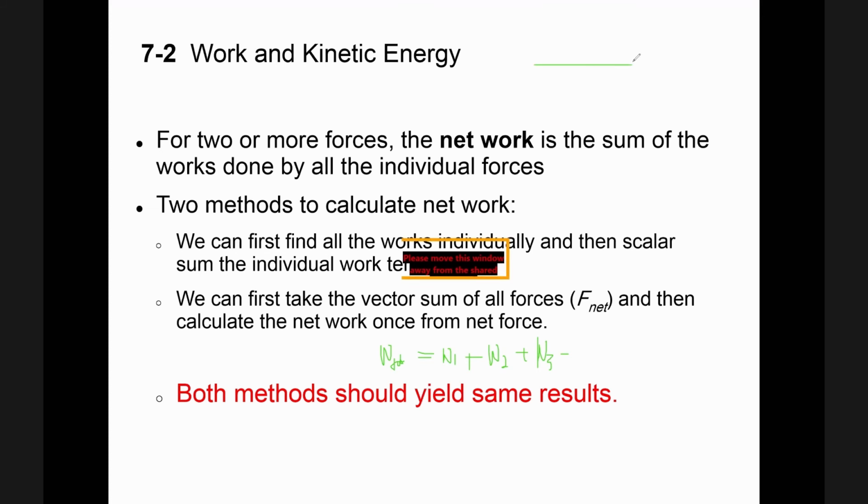يعني لو عندي force هنا و force هنا, the net I have to find it from the resultant, اللي هو Pythagoras law, square root. Okay? So both methods should yield the same results. Then both methods should give me the same results. Good.